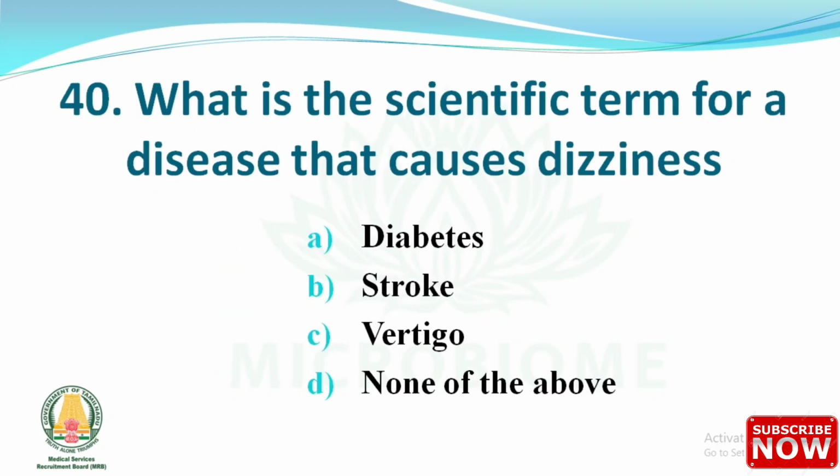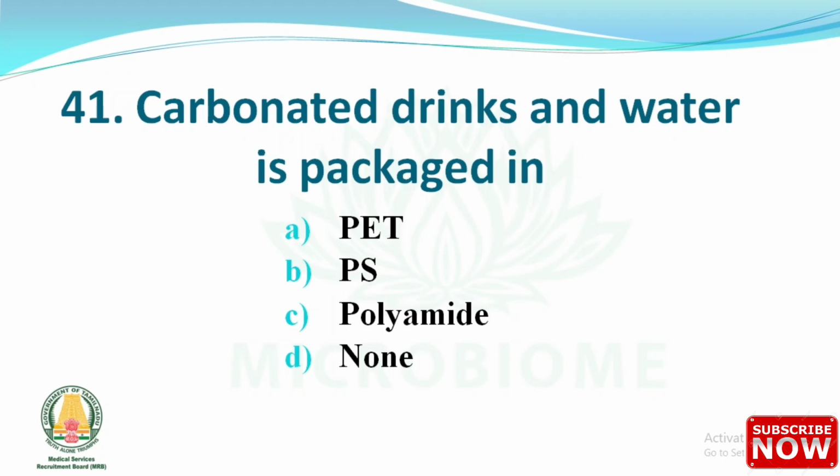And next, what is the scientific term for a disease that causes dizziness? The options, diabetes, stroke, vertigo, none of the above. The right answer, option C, vertigo. And next, carbonated drinks and water is packaged in the options PET, PS, polyamide, none. The right answer, option A, PET.